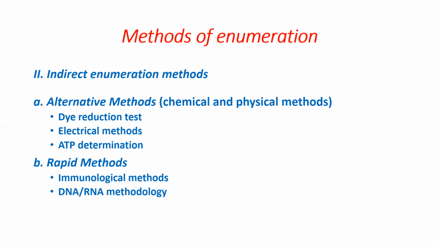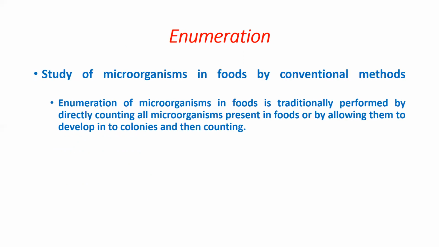Okay. Then we will go one by one. First is the enumeration. Enumeration means basically we are counting the bacterial cell. We are counting the bacterial load, how much bacterial load is there in the food sample. That is the enumeration. So, study of microorganisms in food by conventional method.